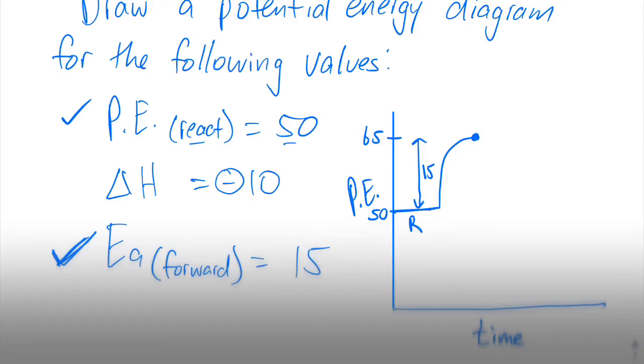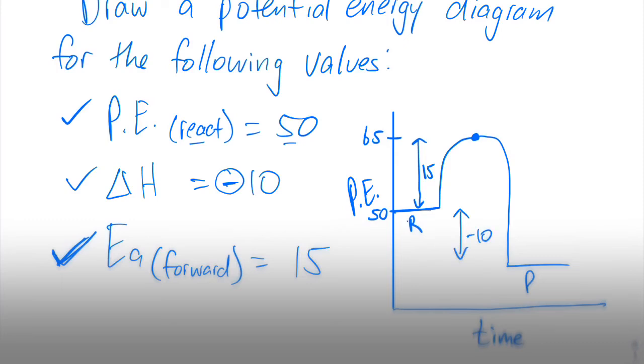Now the question is, is it going to stop here, or is it going to come all the way down here and be either endo or exo? To figure that out, we have our delta H. And our delta H says that it is a negative 10. So this is exothermic, so I need to end down here. So this is going to come down, and this is my products. And then I know the difference is negative 10.